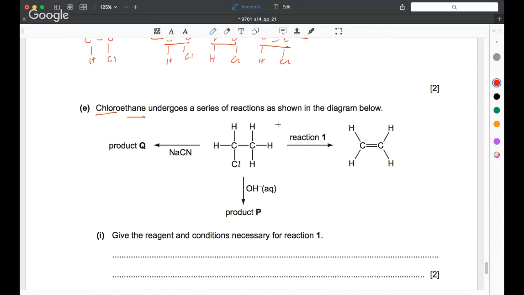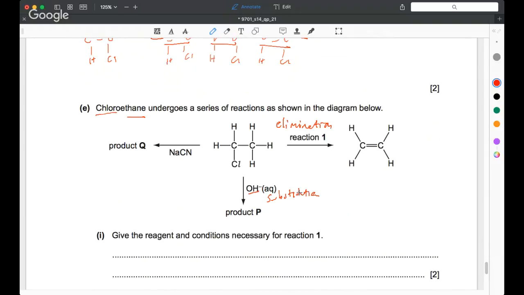So this is an elimination reaction. And down here, we're taking a hydroxide ion and we're knocking out the chloride ion and replacing it or substituting it with the hydroxide ion. So that is a substitution reaction, isn't it?